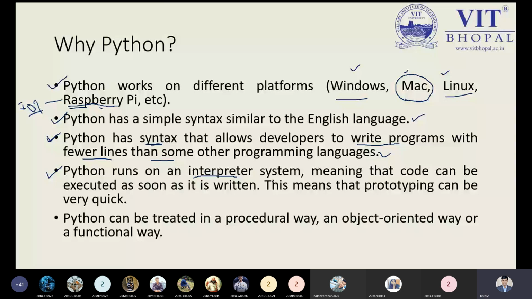So this is the interpreter. An interpreter is itself a system software, and it supports Python.